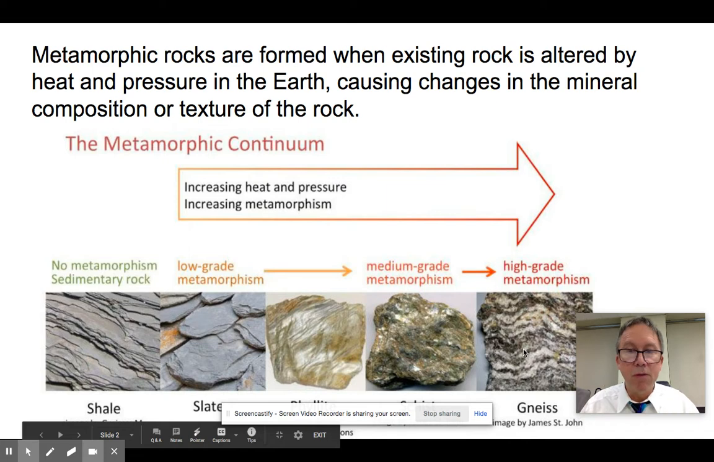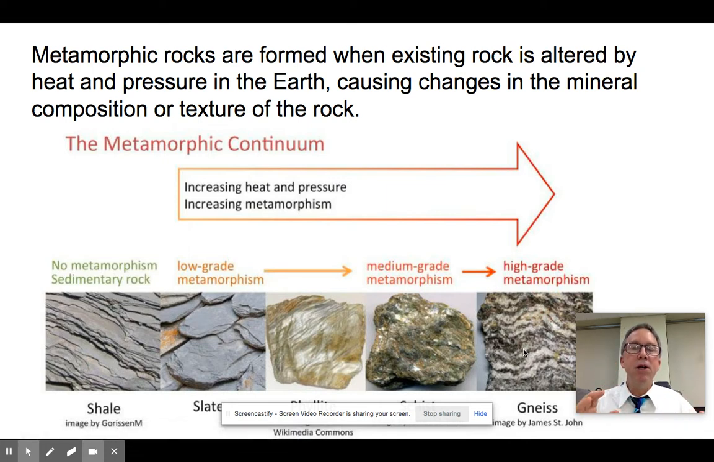Now you don't have to know all those words, okay? But the point is, with increased temperature and pressure, I get increased changes within the rock, and we call this metamorphism. Anyway, we call these metamorphic rocks.